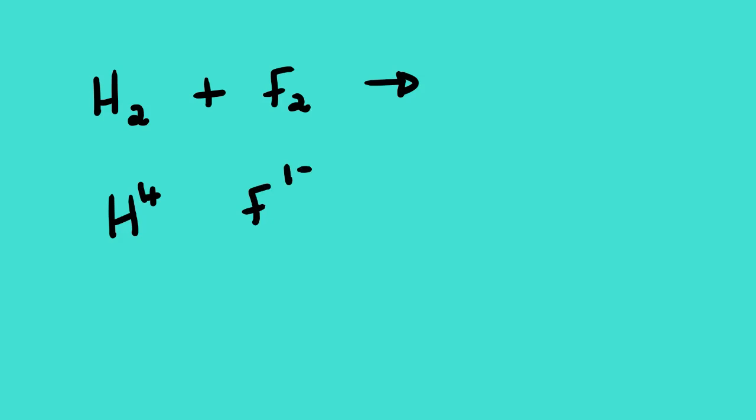We look at the reaction between hydrogen and fluorine. Then we know that hydrogen is from group number 1, fluorine is from group number 7. So basically we have something like this. Then when we cross multiply, we are going to have HF. So HF will be our product.